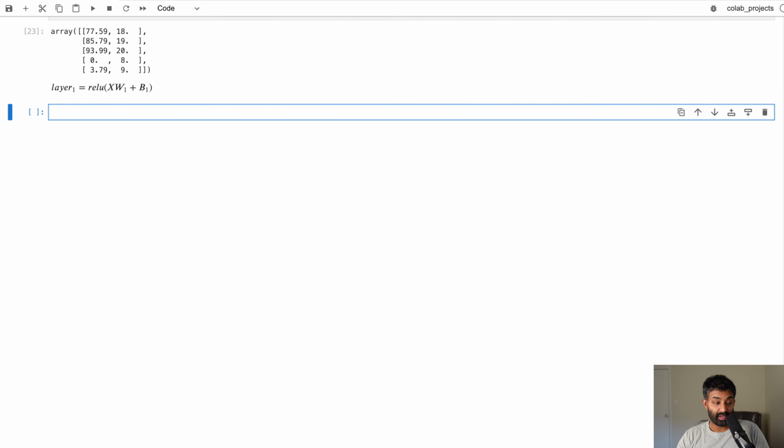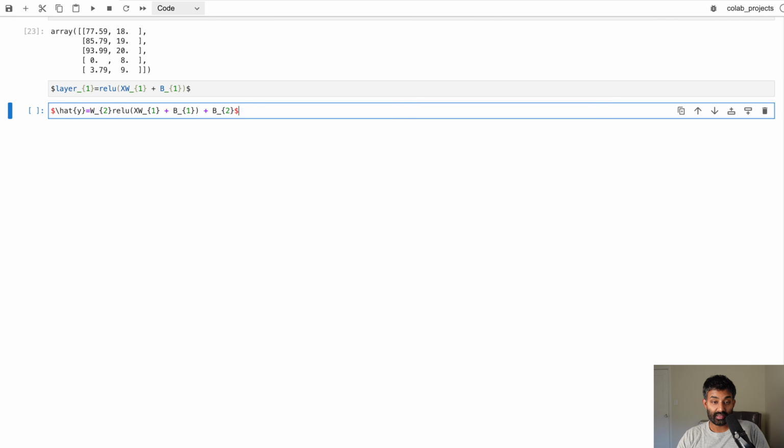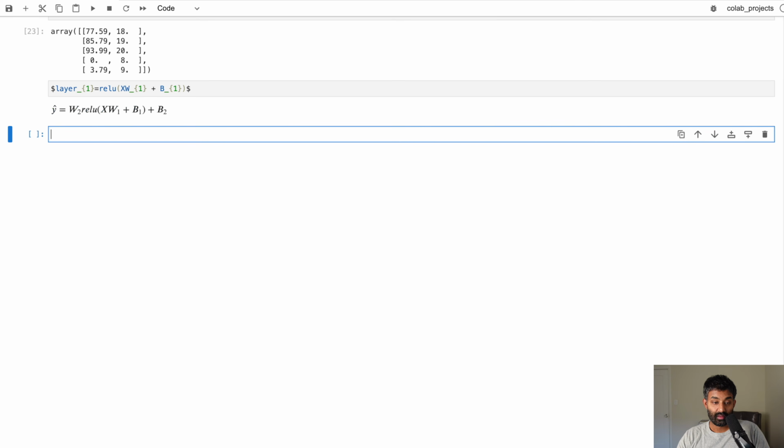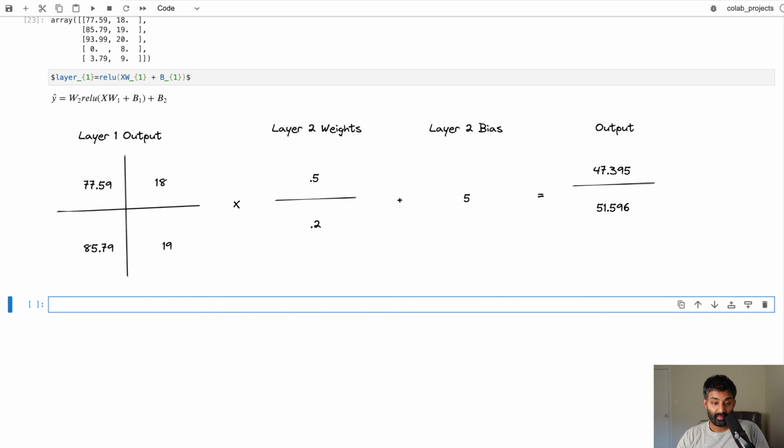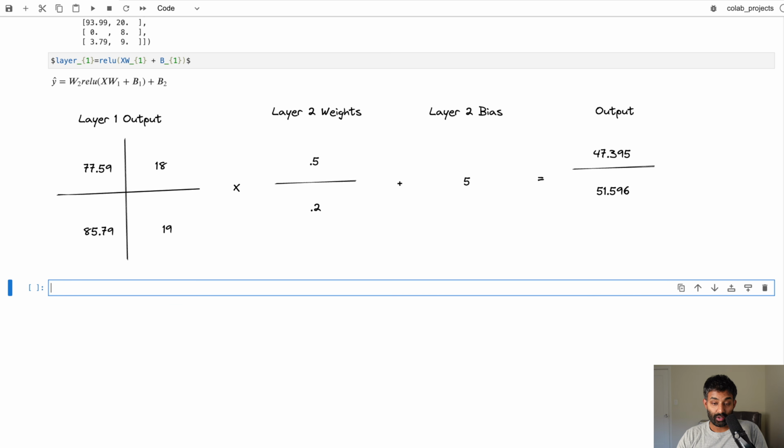All right, now we can go ahead and apply layer 2 in a similar way. So this is the equation for the full neural network, including layer 2. And here's a little diagram also. So we take our layer 1 output, we multiply by our layer 2 weights, and add in our bias. So layer 1 is a 2x2 matrix. We're multiplying by a 2x1 matrix. So we end up with 2x1.